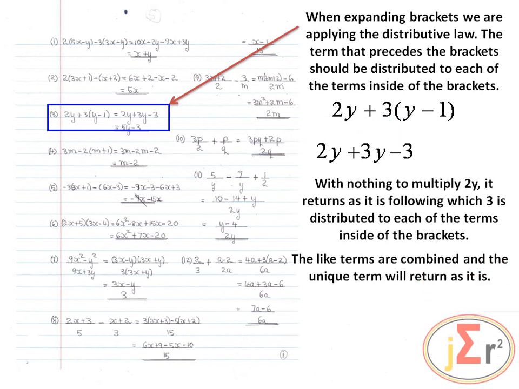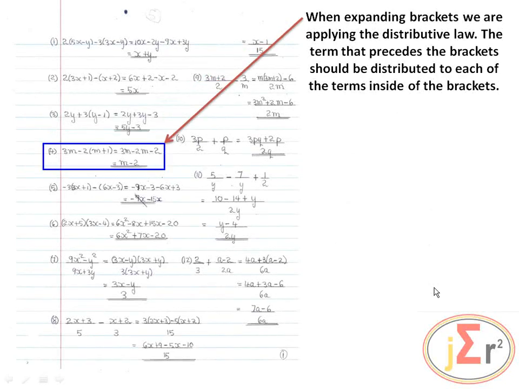And what do we do next? The like terms are combined, and the unique term will return as it is. So those will be combined by adding their coefficients, coefficient of 2, coefficient of 3. Add them, we get 5, and we will attach that term y to it, and this one, being unique, will return as it is.